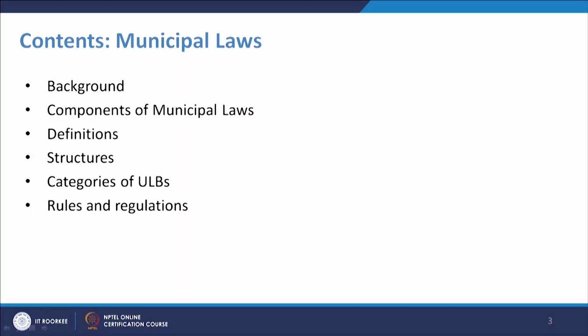So, today we will see how a state government and the state level municipal acts are formed in their legislative assemblies, what are those provisions in the legislative acts, what are the types of acts, what are the components of those acts, and how these acts are functioning at the local level. So, let us start. We will discuss the background, the components of municipal laws, some essential definitions, the structures of how municipal laws actually function at the local level, categories of urban local bodies, rules and regulations.